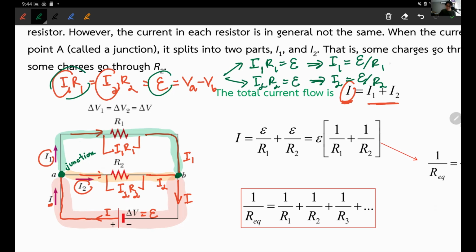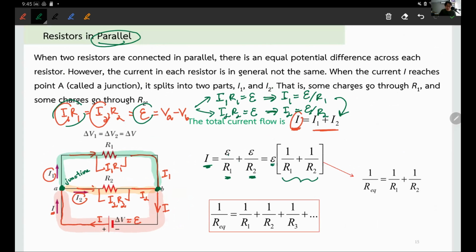Then I can use this result and plug it back into this. So I can say the total current flow in your circuit is just I1, which is E over R1, plus I2, which is E over R2. But the E is a common factor I can pull out, and I'm left with just 1 over R1 plus 1 over R2. Does it look familiar? Yes. You can now wrap this into a single resistor one more time, and name it 1 over R equivalent.